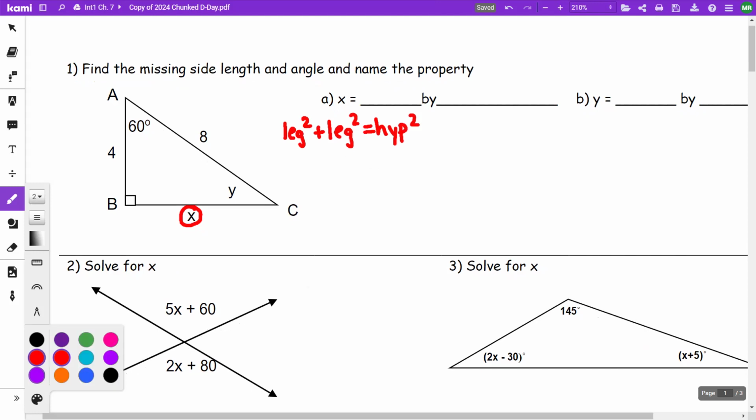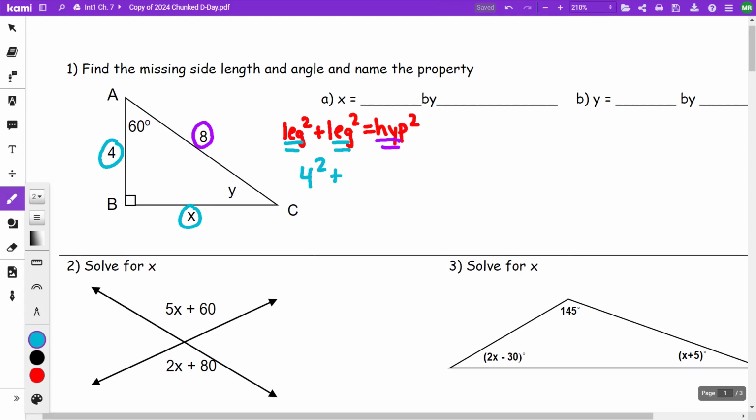So my hypotenuse in this case is the 8, so that is going to go over here. My legs are going to be the 4 and the x. That's the 2 legs. So I'm going to go 4 squared plus x squared equals 8 squared. And then we're going to solve this. In this situation, we're going to get 16 plus x squared equals 64. I'm going to subtract 16 from both sides.